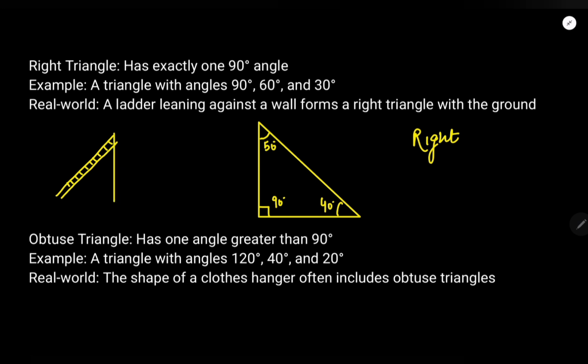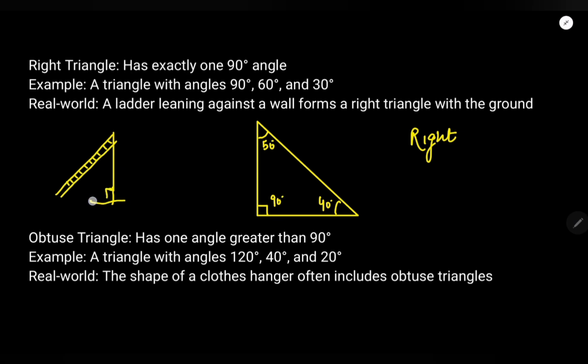Suppose you have a ladder in your room, and the ladder is leaning against a wall. Then it is forming a 90 degree angle with the ground, right? So this was a right angle. So we know about the acute angle triangle, in which all angles are less than 90 degrees. And then the right angle triangle, when one angle is equal to 90 degrees and the other two angles will obviously be less than 90.